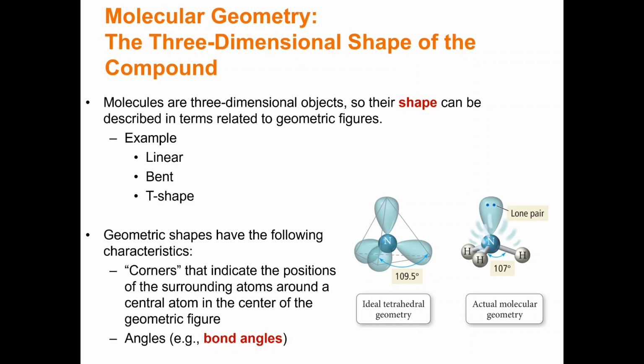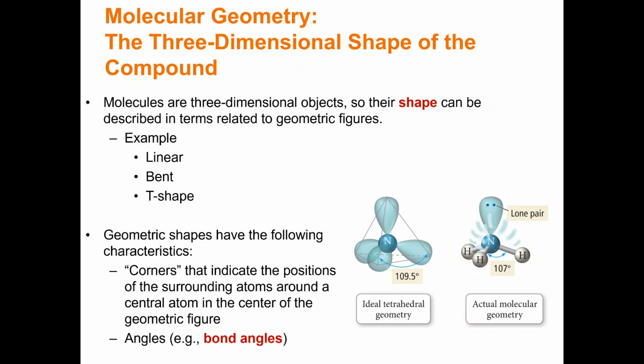Okay, so we've pretty much talked about this already, but we've talked about the fact that molecules are 3-dimensional objects. So we have to describe their shape in terms of related geometry figures. We said linear, bent, T-shape, so all the ones we went over. And the geometric shapes have the following characteristics: corners that indicate positions surrounding the atom, and angles. So basically what we've already talked about. This is a good example in H3 of one where we have a difference between our electron geometry and our molecular geometry because of this lone pair.